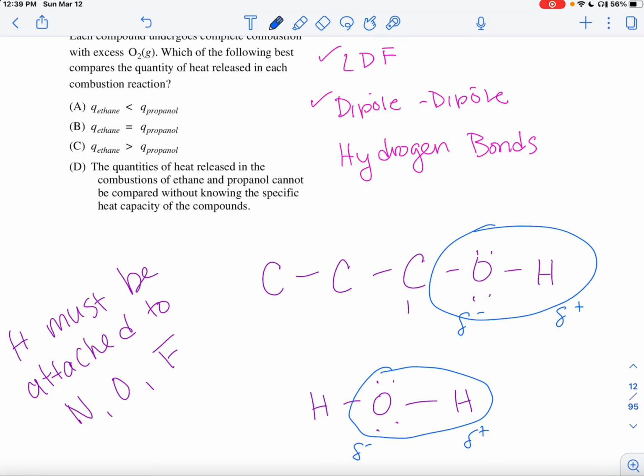Now again, remember what I said at the beginning here. Usually, you're just talking about a sample of one thing, like propanol. And you would say propanol has hydrogen bonding, great. But here they're taking it one step further and they're saying, okay, what about if we try to dissolve it? Can there be hydrogen bonding between the molecules of water? So ethane, no. Propanol, yes.